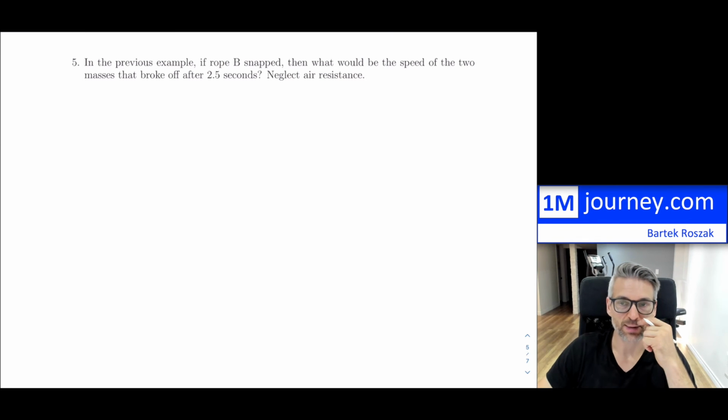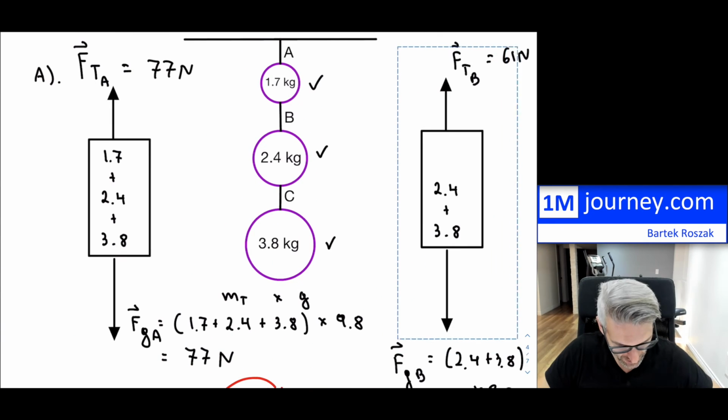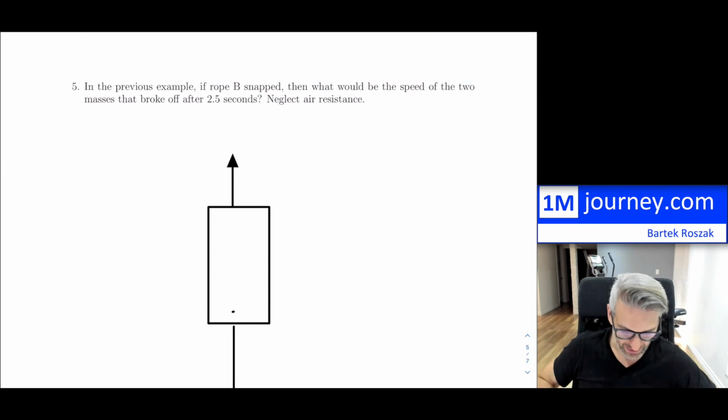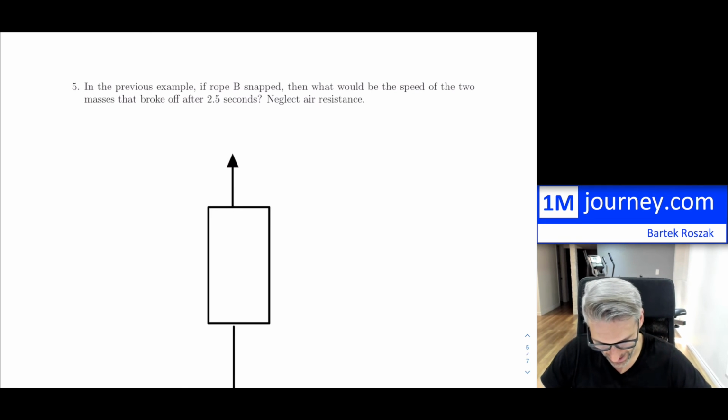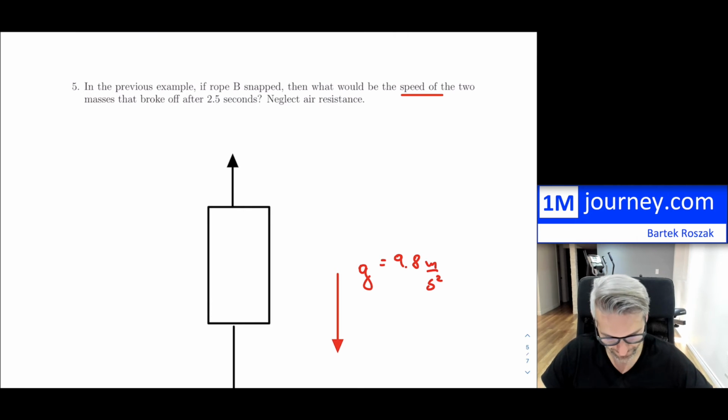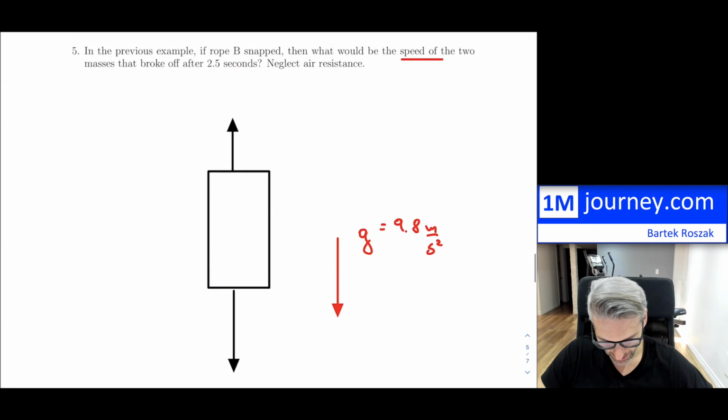It says, in the previous example, if rope B snapped, and actually I won't even need the mass. Neglecting air resistance, we don't really even need the mass in here. Then what would be the speed? So it's just asking us for the speed of the two masses that broke off. So this is going to be falling down, right? So gravity, 9.8 meters per second squared. We know that this is down. So what would be the actual speed in here?